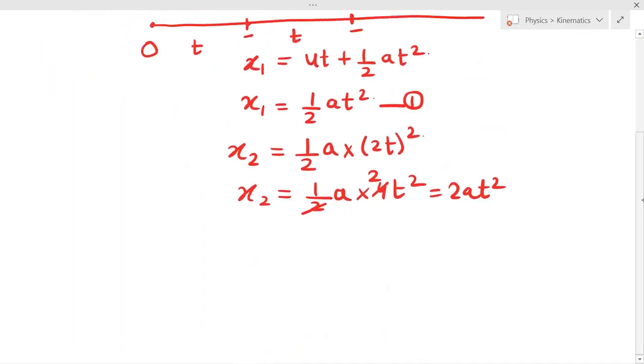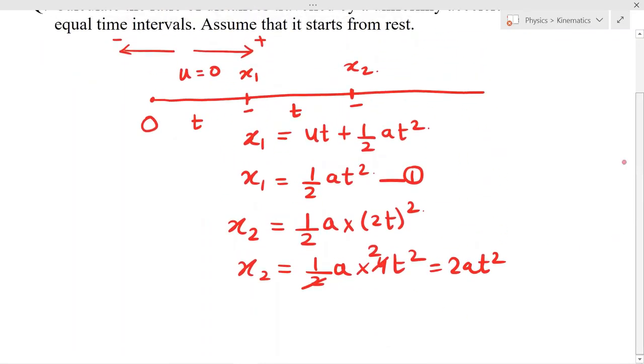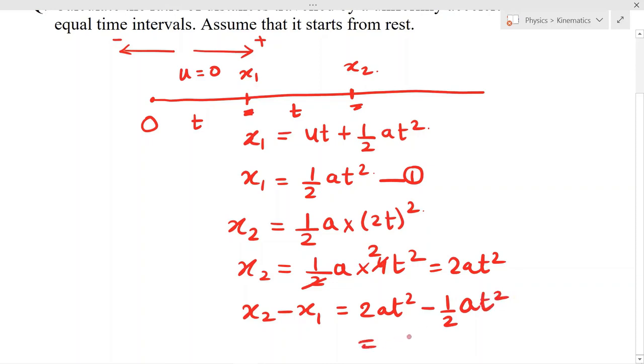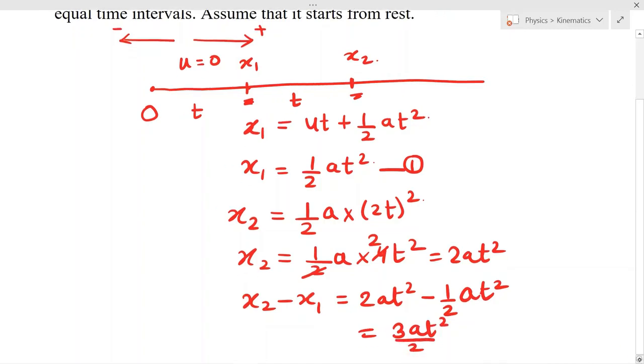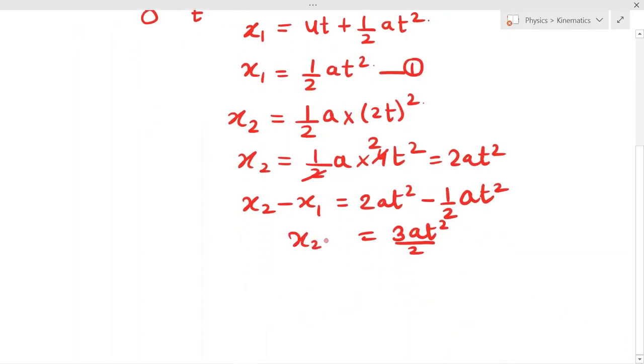Now what is the distance? The distance between these two points will be x2 minus x1, which is equal to 2at square minus x1, which we already know is half at square. So this 2 will go here, that will be 4at square minus 1, which is 3at square, divided by 2. So this is x2 minus x1.